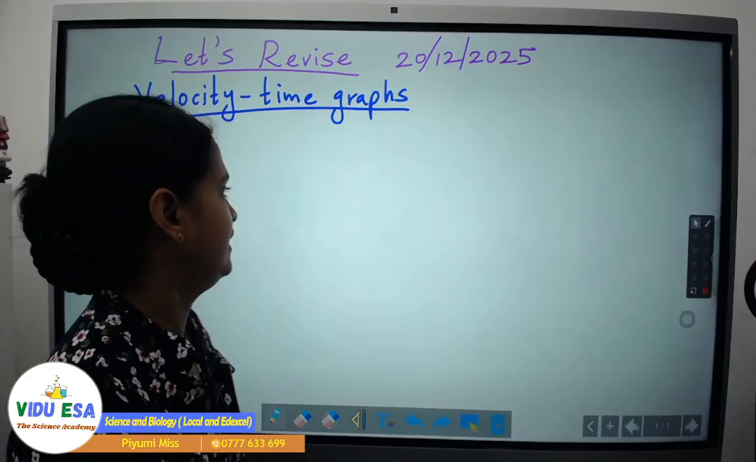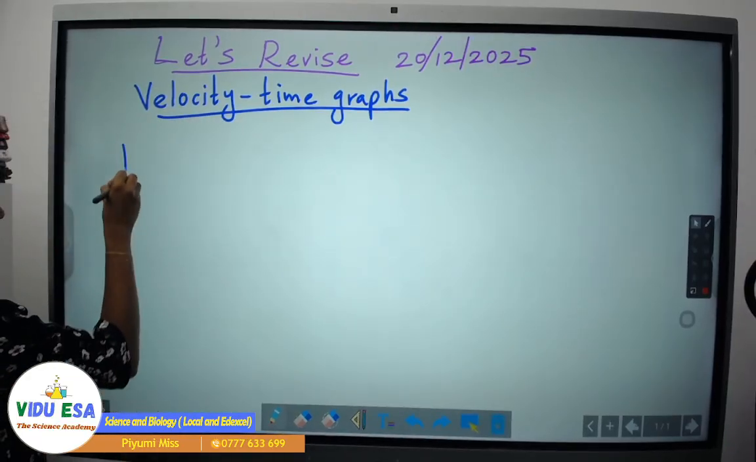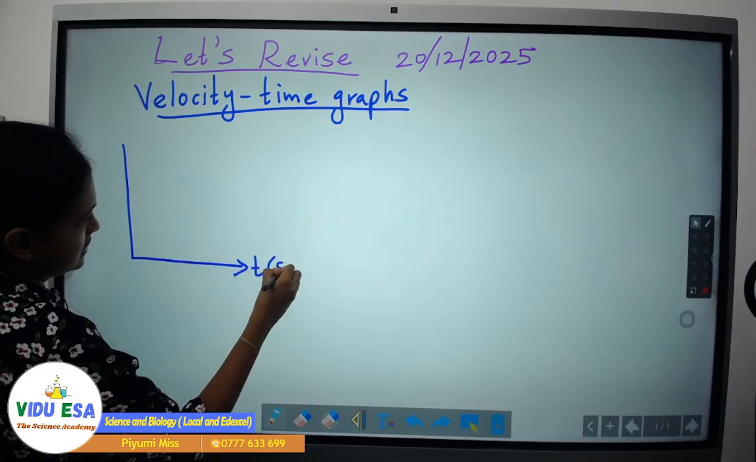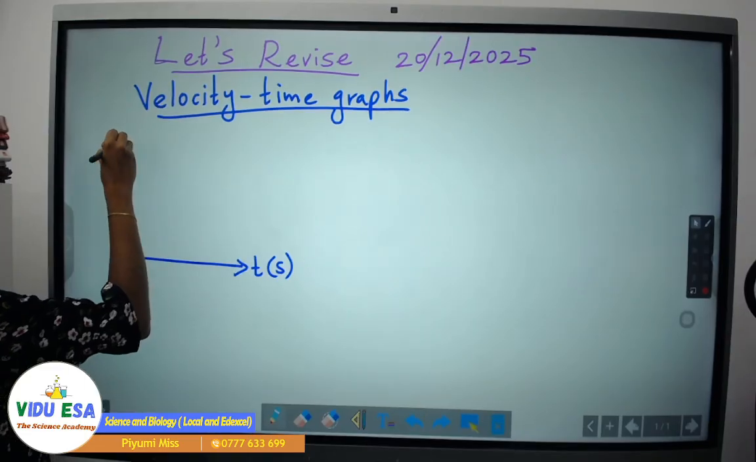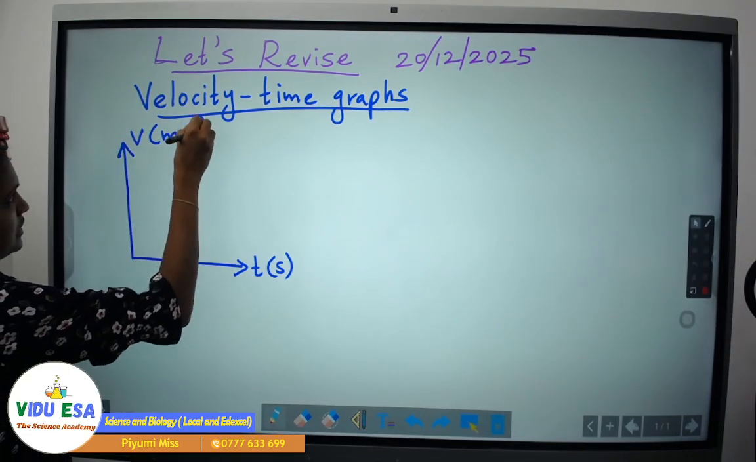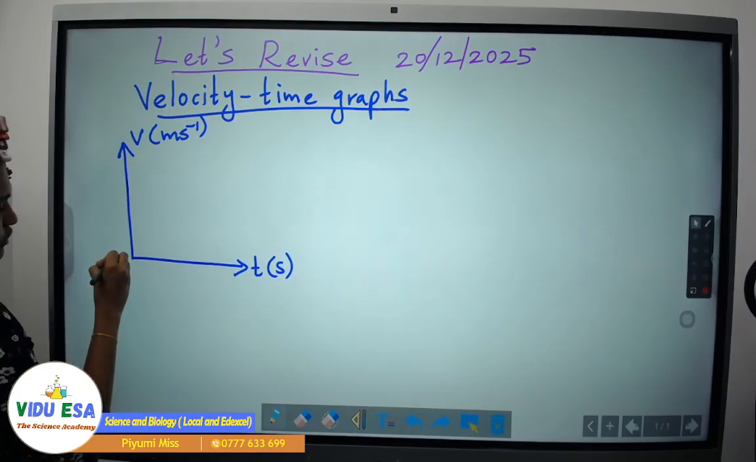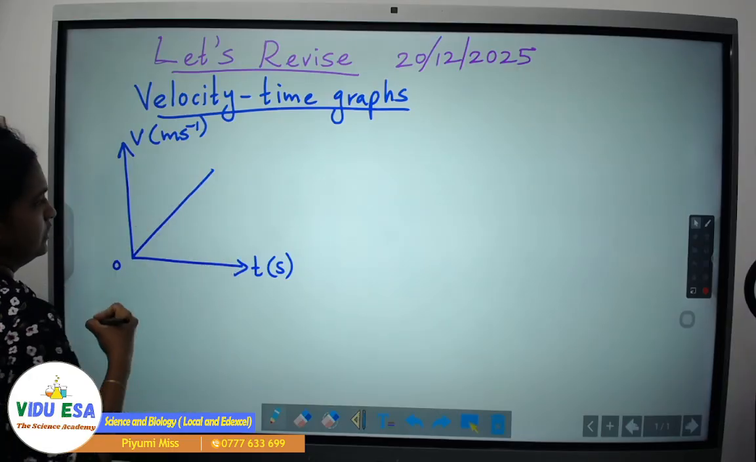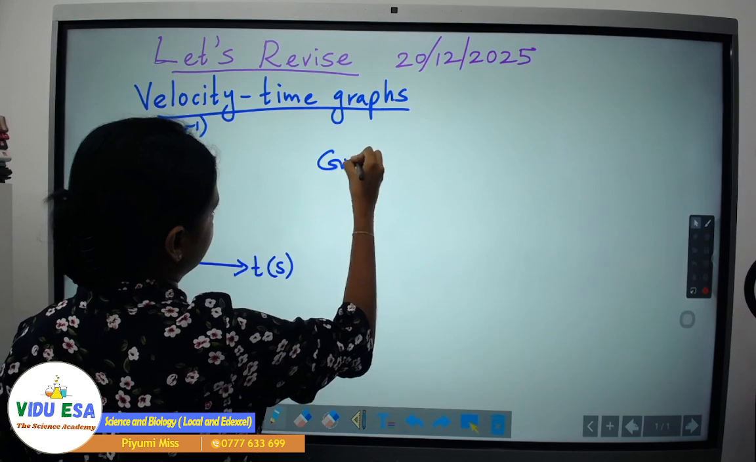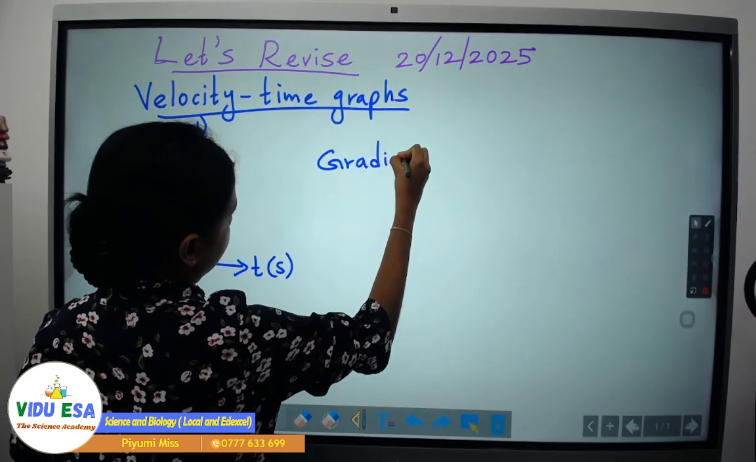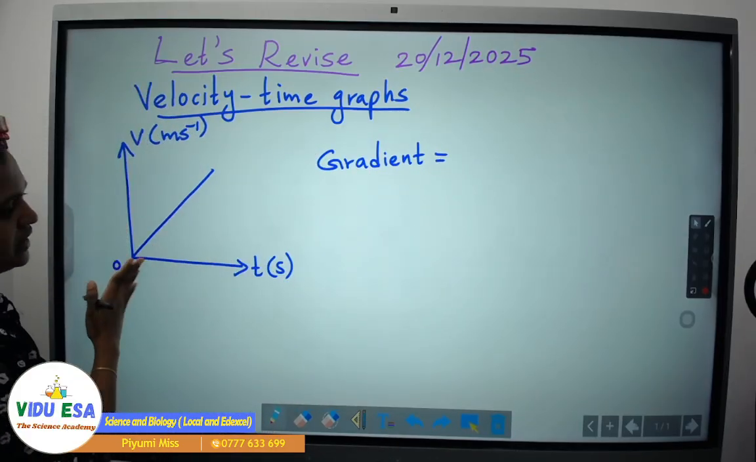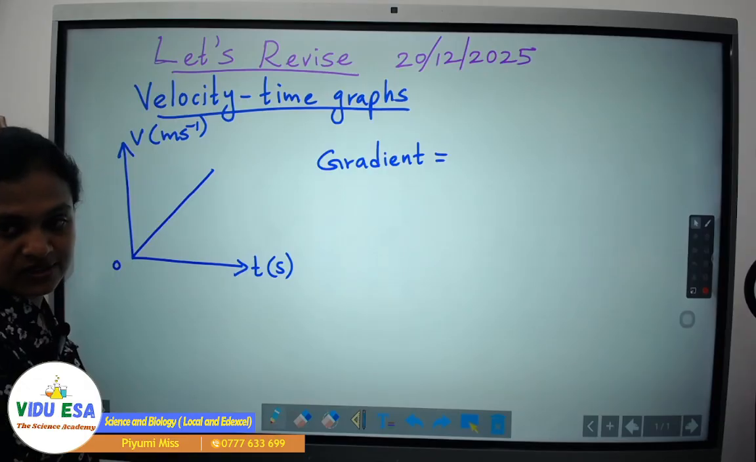In a velocity time graph, we take time on the x-axis and velocity on the y-axis. We have to mention the units that we have used. Velocity is taken in meters per second, m s^-1. Then the gradient of a graph is the slope. Gradient is given by the difference in y coordinates divided by the difference in x coordinates.